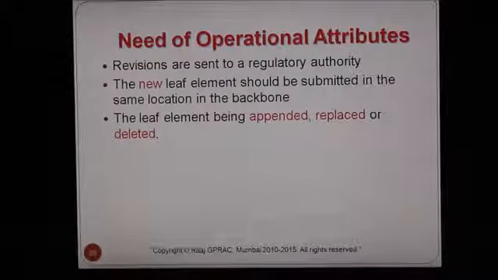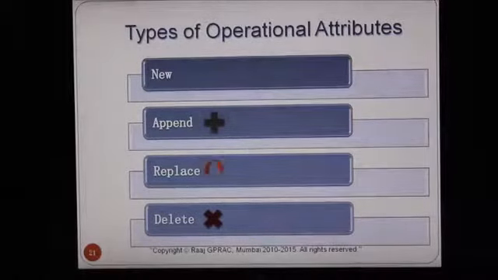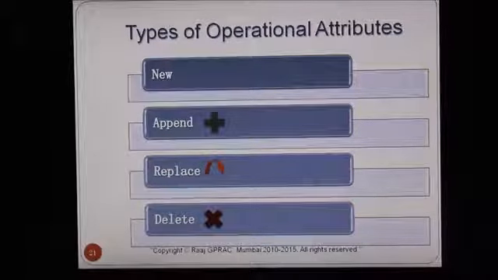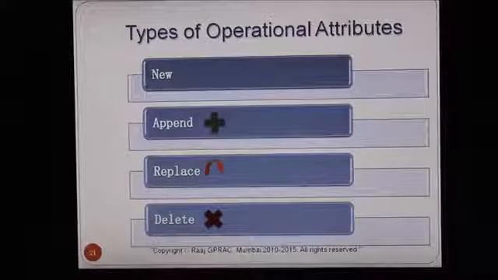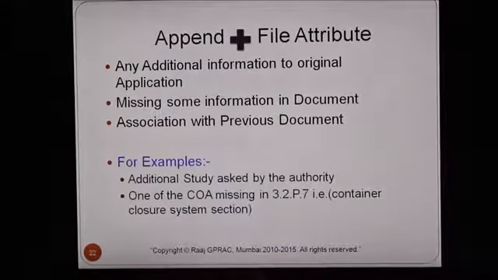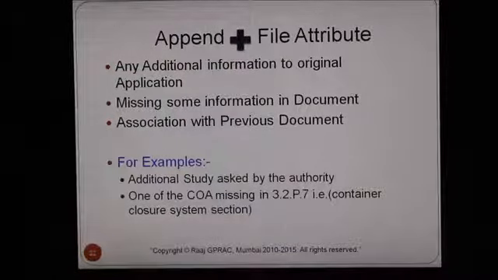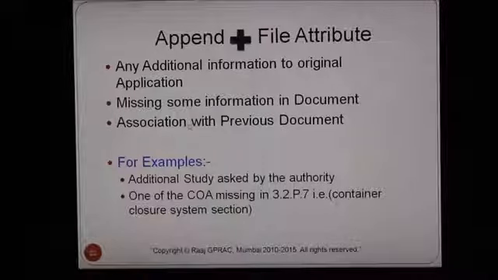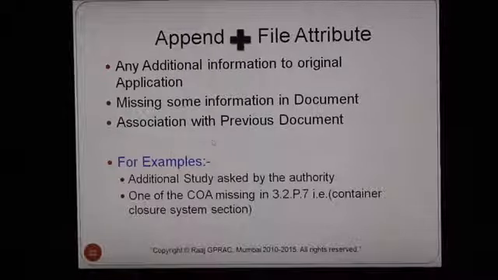Now let us talk about the need of operational attributes. There are always 4 attributes: new, append, replace and delete. So how does it work? Append means adding application information to the original application, or adding missing information in a document or association with a previous document. For example, an additional study asked by the authority, or one of the components is missing in 3.2.P.7, that is container closure system.